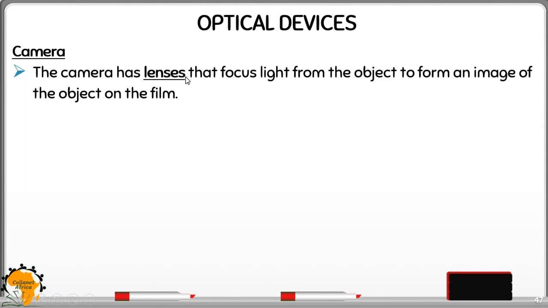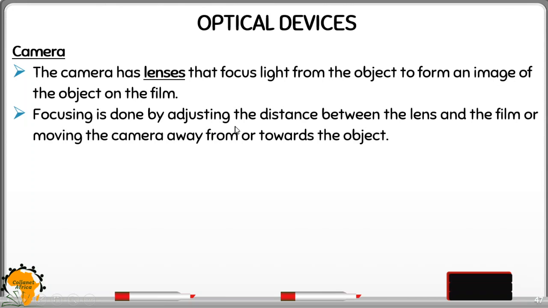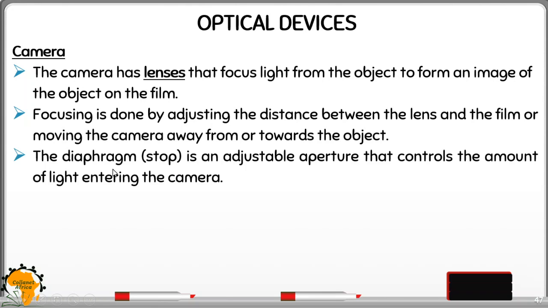A camera has lenses that focus light from the object to form an image, and the image is formed on the film. Focusing is done by adjusting the distance between the lens and the film, or sometimes you find somebody moving away from the object or closer to the object. That way he is trying to bring that image into focus. Then we have a diaphragm. This is an adjustable aperture, and it controls the amount of light entering the camera.